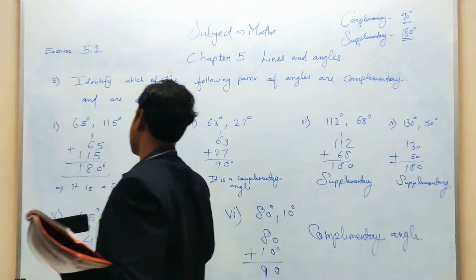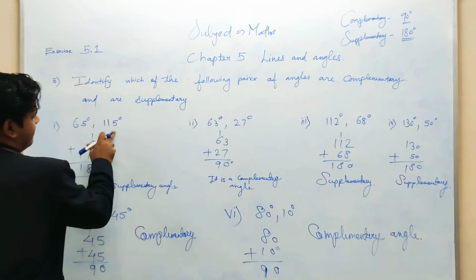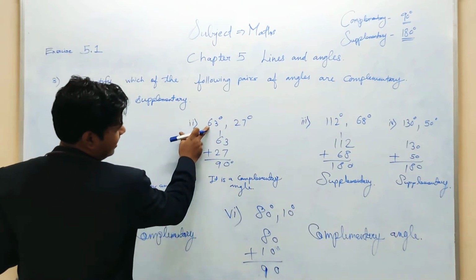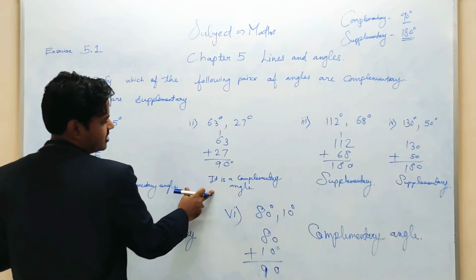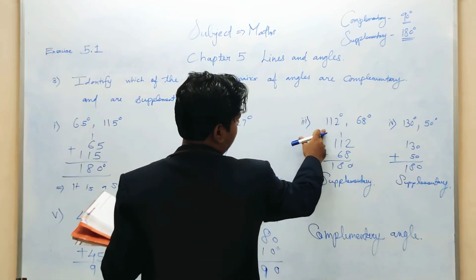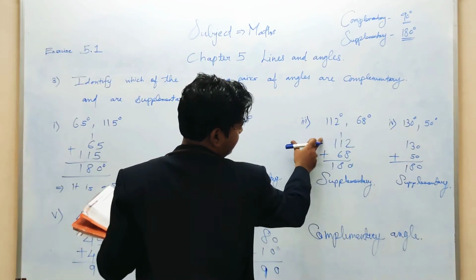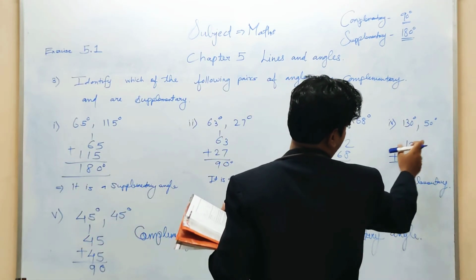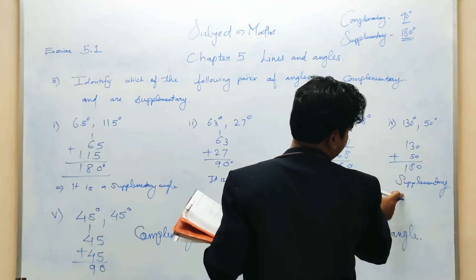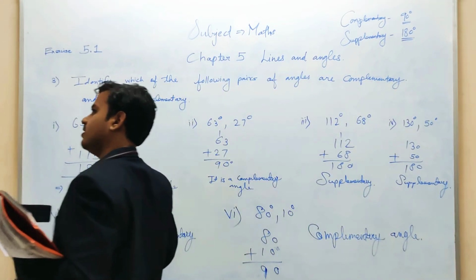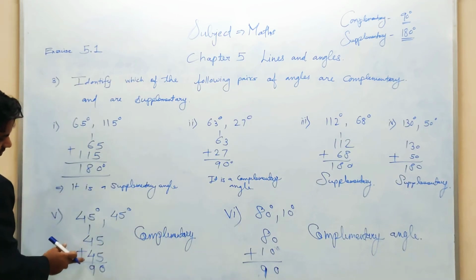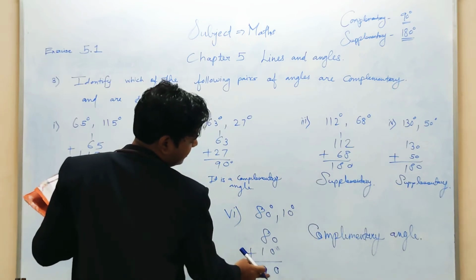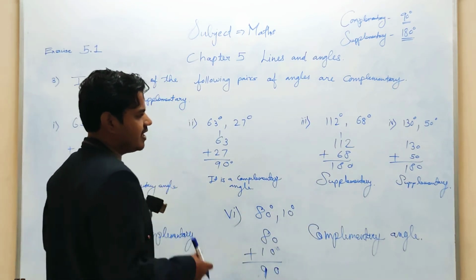Okay. So the first example was 65 comma 115. The sum came to 180 degrees, so that is a supplementary angle. After adding 63 plus 27, we got 90, so this is a complementary angle. 112 plus 68 came to 180, that is a supplementary angle. 130 plus 50 is 180 degree, that is a supplementary angle. Here 45 plus 45 is 90 degree, that is a complementary angle. And 80 plus 10 is 90 degrees, so therefore we have written complementary angle.